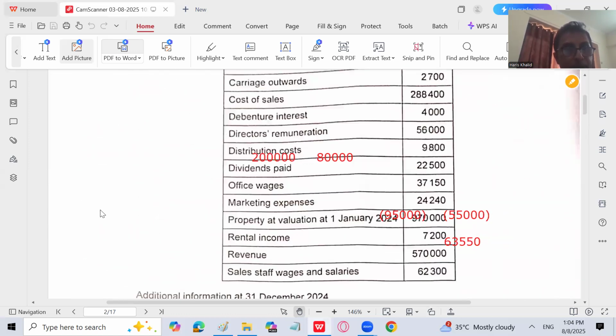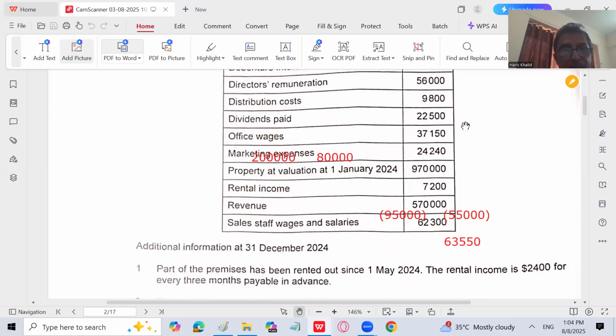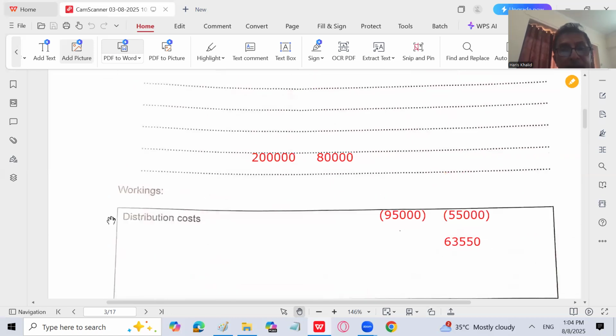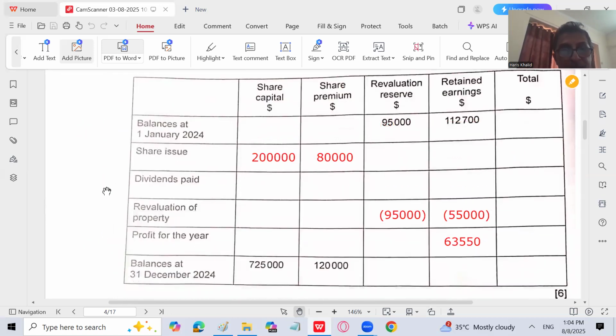You see, here comes dividend paid, 22,500. So that will come in statement of changes in equity. It's a part of statement of changes in equity. It's subtracted from retained earnings. Okay, so 22,500 is a negative figure. It will come as a negative figure, as a subtraction from the retained earnings, 22,500.